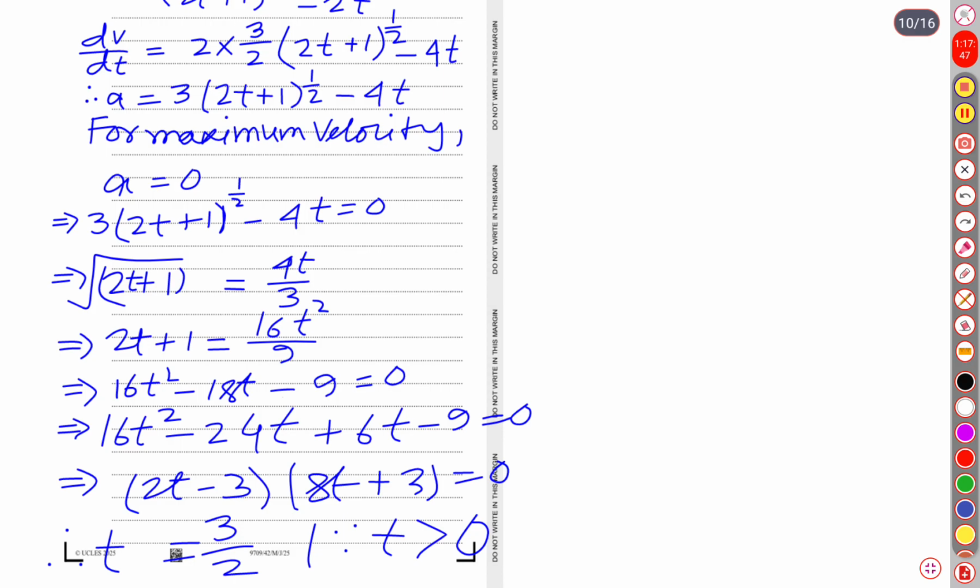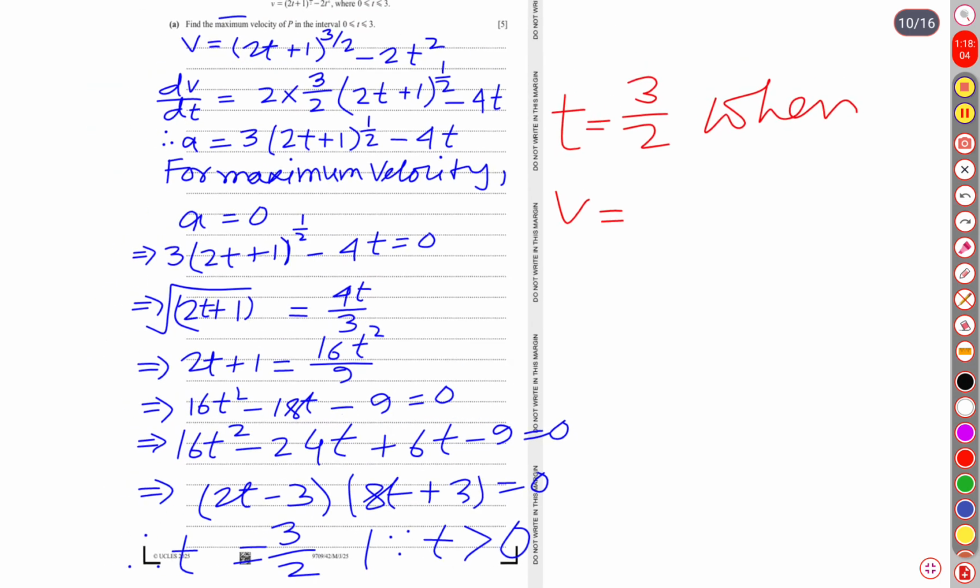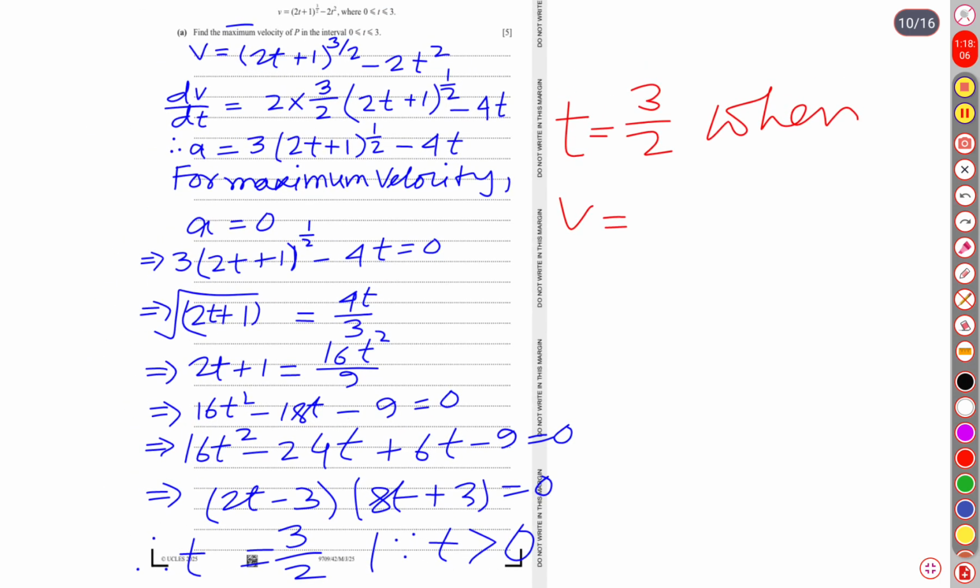Now let's see, t is equal to 3 over 2. They have told us to find the maximum velocity. Okay, t equal to 3 over 2, when v is equal to, what was our expression? v was (2t plus 1) raised to 3 over 2 minus 2t squared. So this is our velocity.